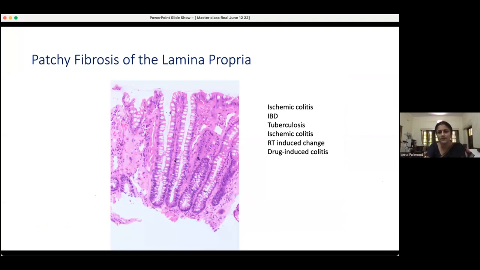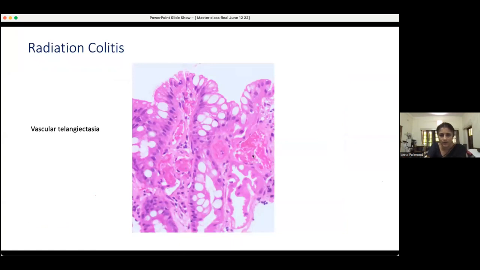Fibrosis, this is a case of radiation-induced colitis. There's fibrosis here. And here you see, can you see these dilated vessels? This is vascular telangiectasia, and that is, again, one of the hallmarks. Here also vascular telangiectasia in radiation-induced colitis. Again, here you see very dilated capillaries full of RBCs in radiation-induced change.